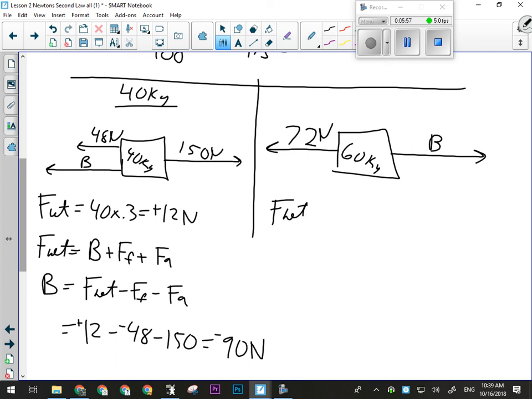All right, so I'm going to calculate the net force of the 60 kilogram block by going 60 times 0.3, which should be 20. Is that right? 18? Exactly? Newtons? Yeah, okay. 18 newtons.